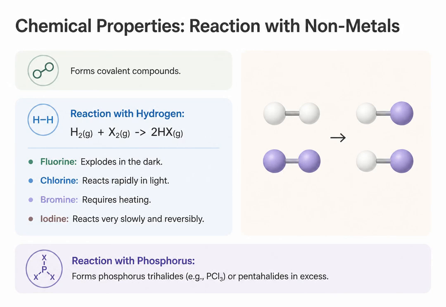When reacting with hydrogen to form hydrogen halides, the trend in reactivity is very obvious. Fluorine will explode with hydrogen, even in the dark. Chlorine needs sunlight, bromine needs heat, and iodine barely reacts at all, forming an equilibrium mixture. They also react readily with elements like sulfur and phosphorus.